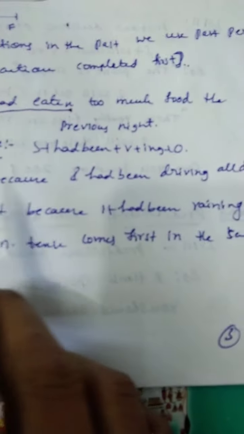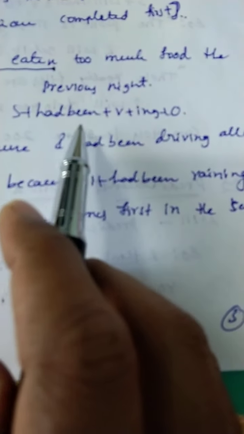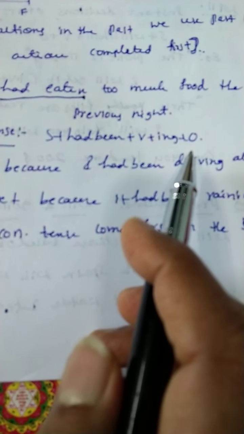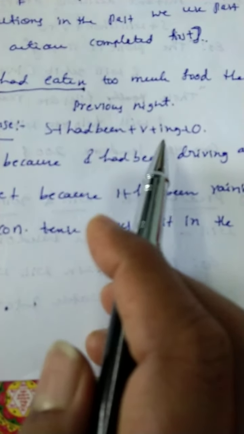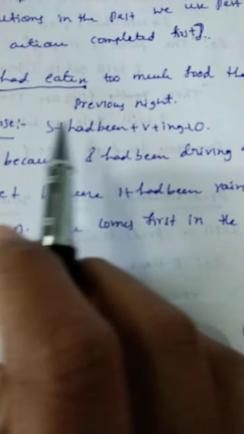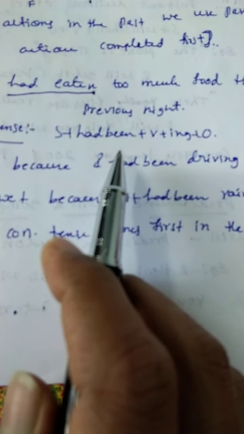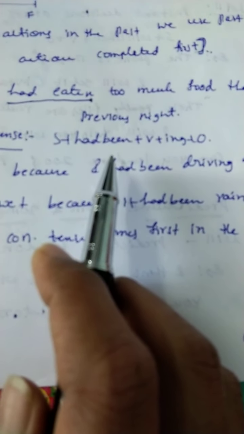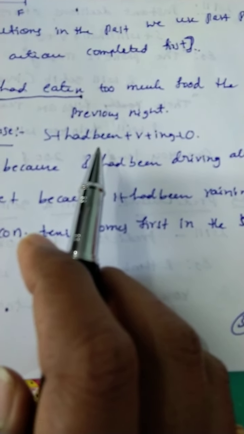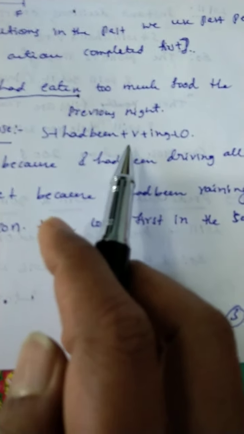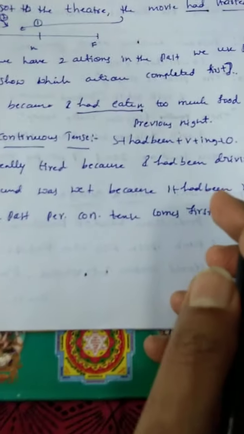And the next tense is past perfect continuous tense. The structure of the past perfect continuous tense is subject plus had been plus verb plus ing form plus object. In continuous tense we have to use verb plus ing form, everybody knows it. In present perfect continuous tense we use has been or have been, whereas we have to use had been in the past perfect continuous tense.